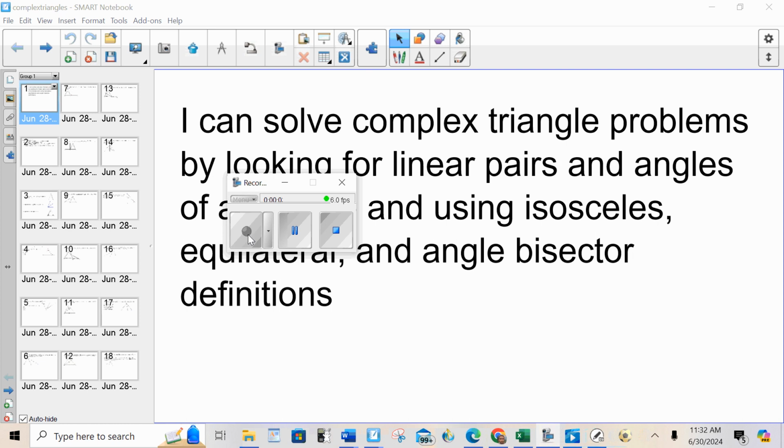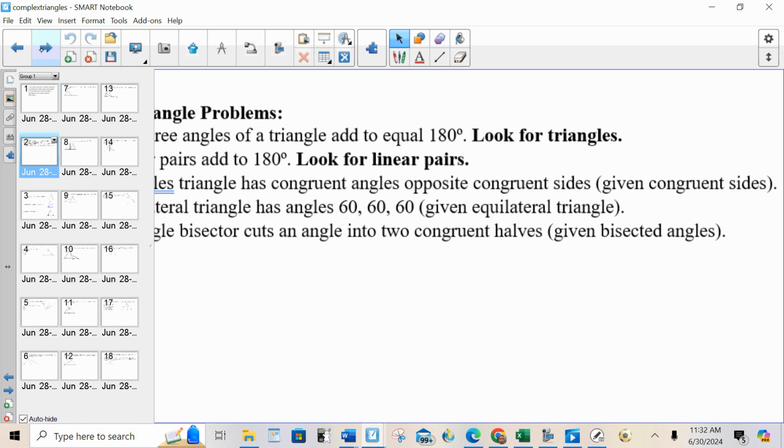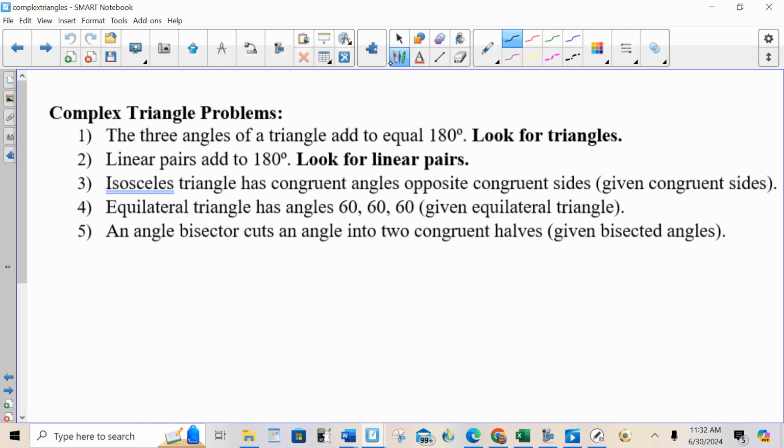Hi! Today, I can solve complex triangle problems by looking for linear pairs and angles of a triangle and using isosceles, equilateral, and angle bisector definitions. Very, very important lesson, by far the most important lesson so far. It incorporates a lot of things that we spoke about so far. So, first of which being, we want to look for linear pairs, look for angles of a triangle.